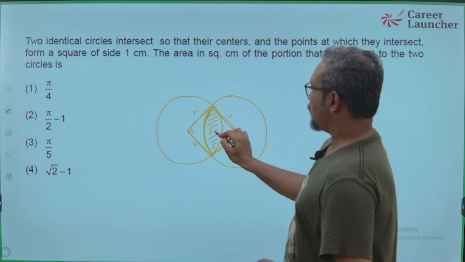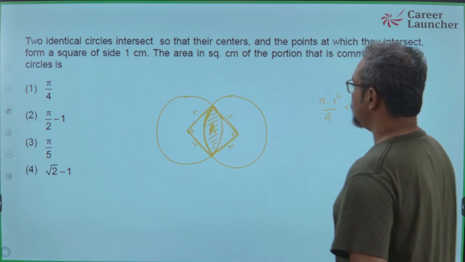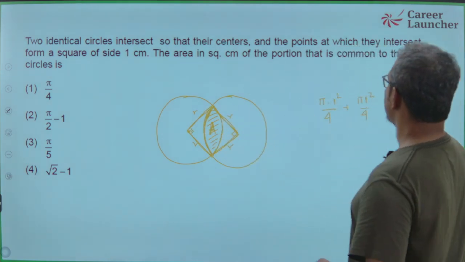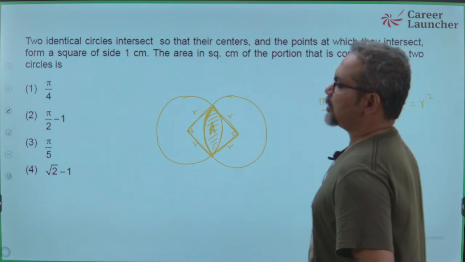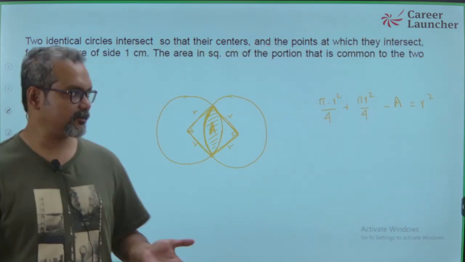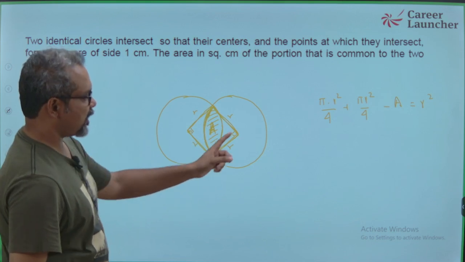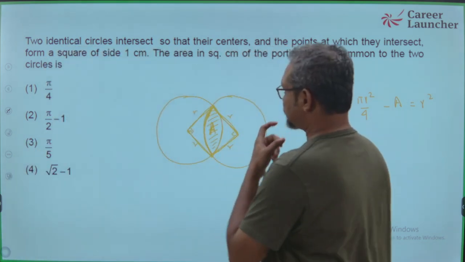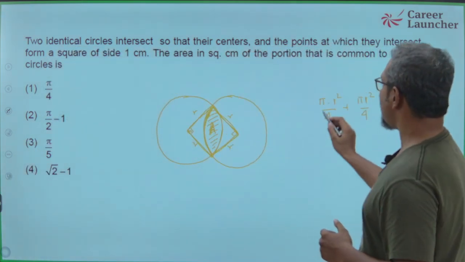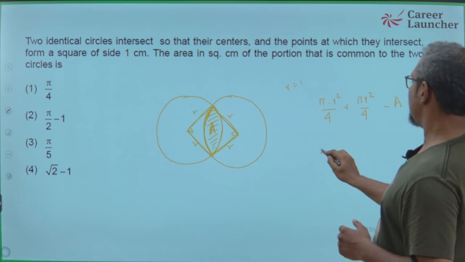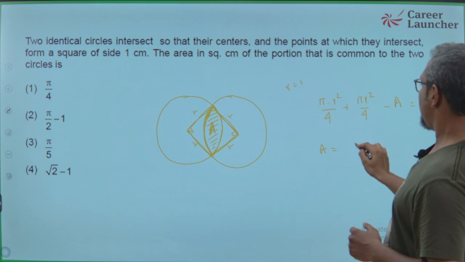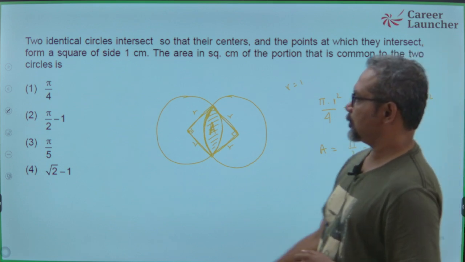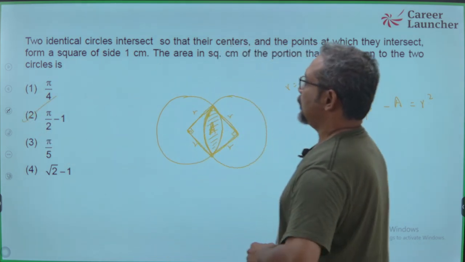But then this area A that we want is included 2 times, so we remove it once. That will give us the area of the square, which is R squared. Basically we are doing set theory: the sum of these two minus the overlap is the total. They are given that the side of the square is 1, meaning R is 1. So A equals pi by 4 plus pi by 4, so that's pi by 2, minus 1. So that is our answer. Let's go to the next one.